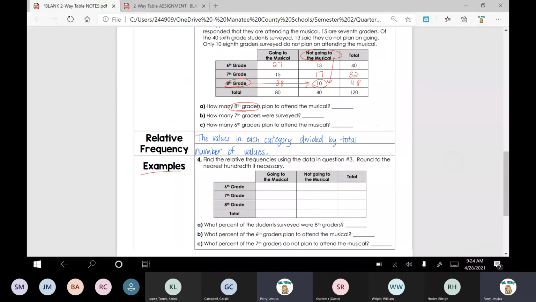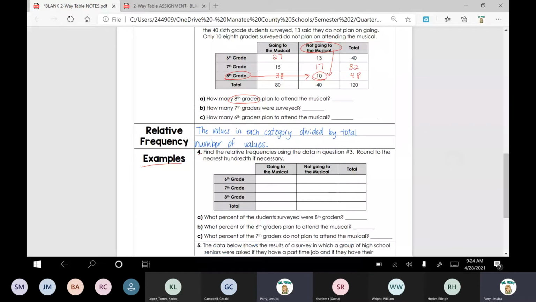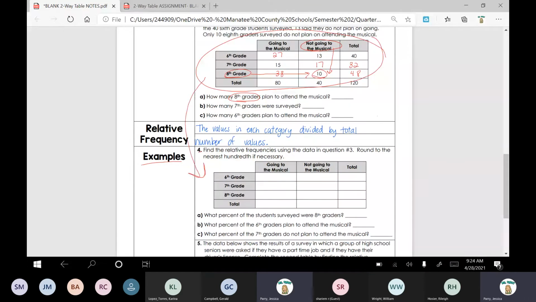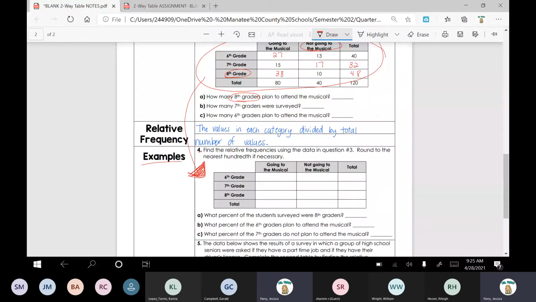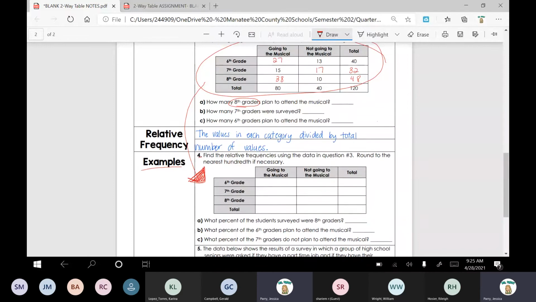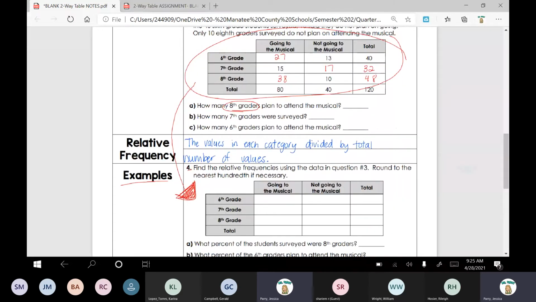Okay, so we're going to be using the information from question 3 up here to help us out with this question. So your brain might automatically go to like, okay, just copy down the same numbers, 27, 15, 38, copy down those numbers. Well, that's not what we're going to do. We're going to actually do a little bit more math. So this is where your calculator is going to be coming in handy here.